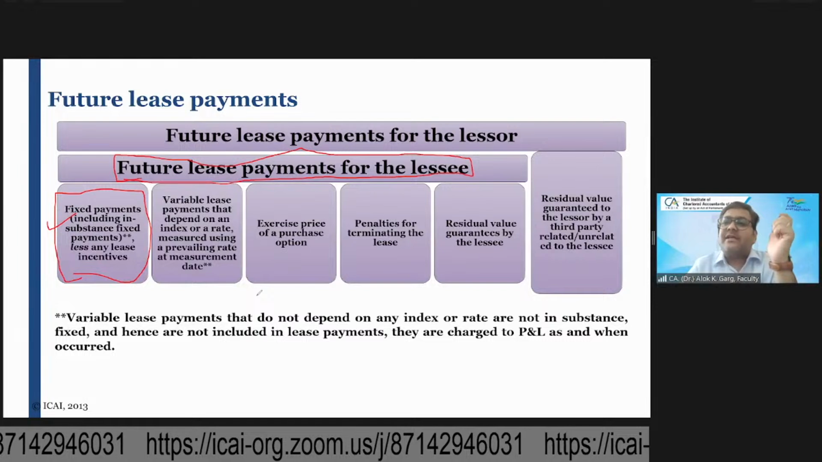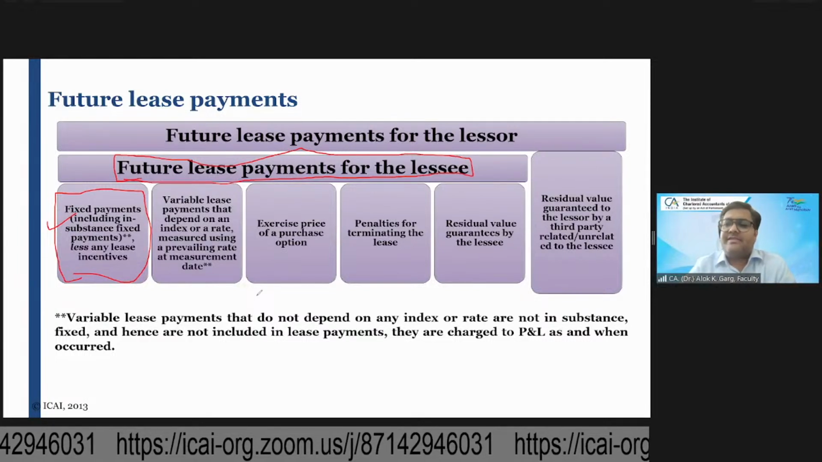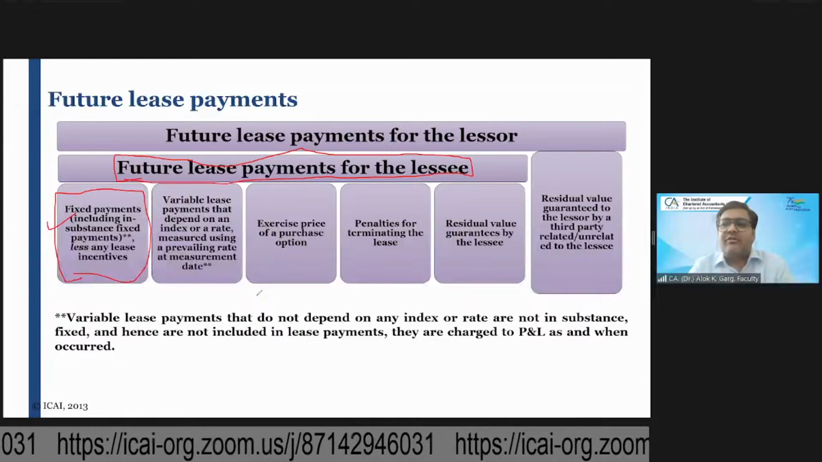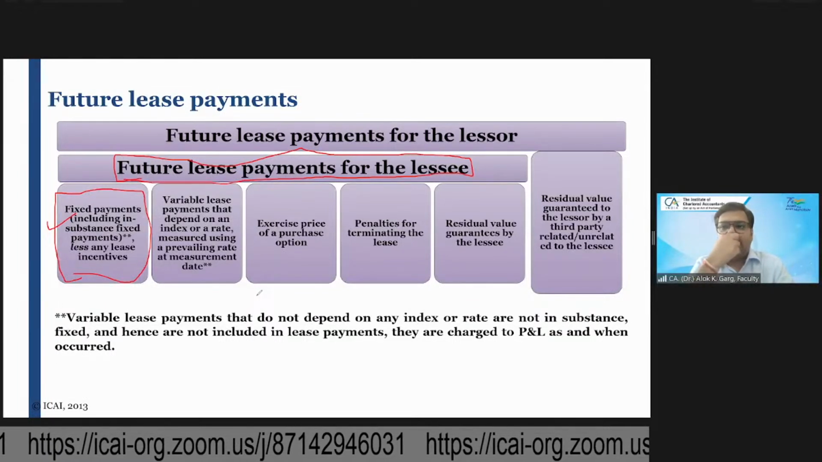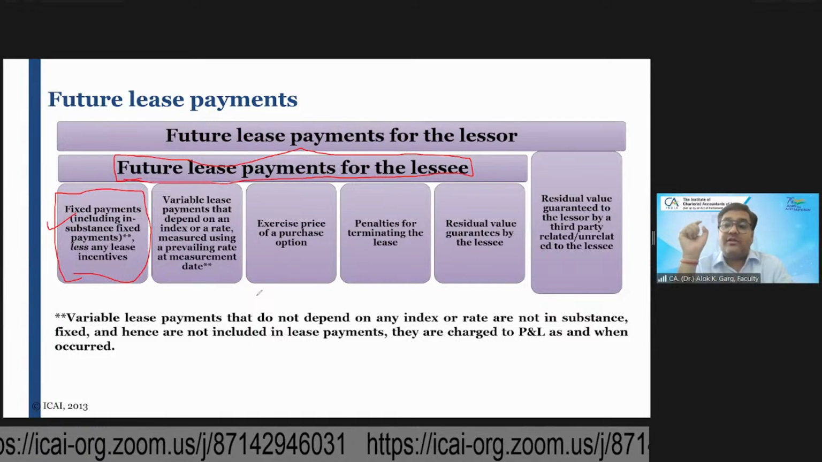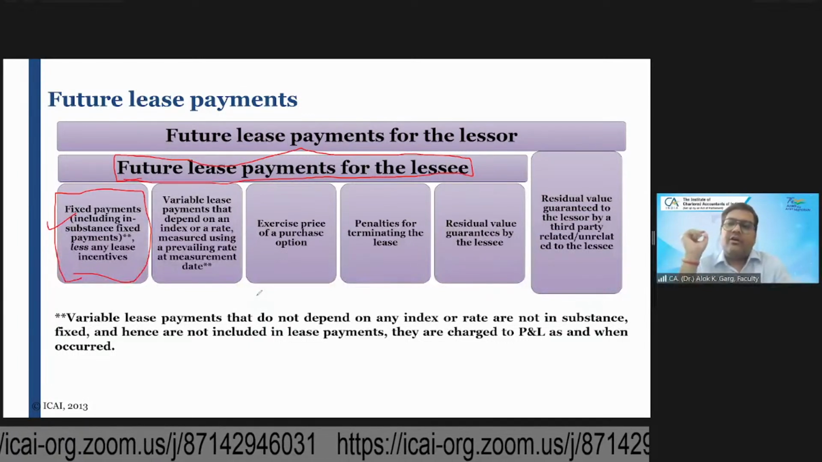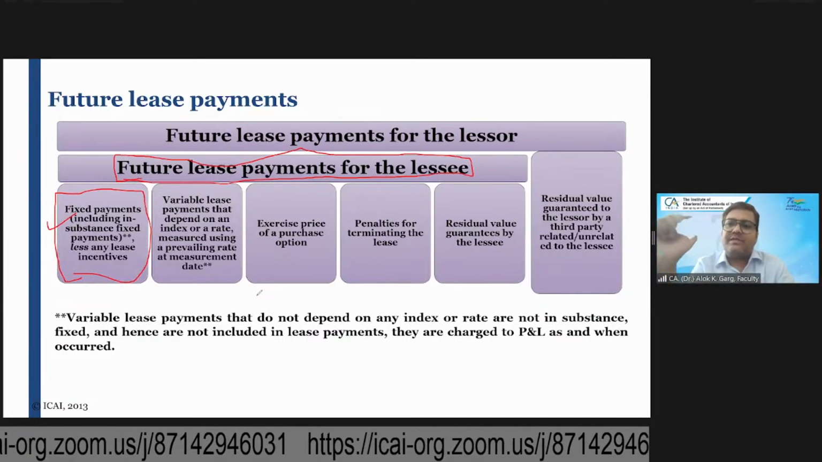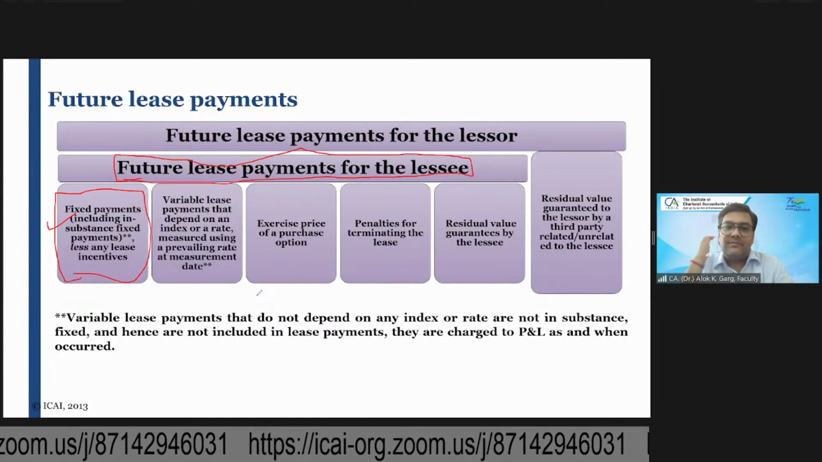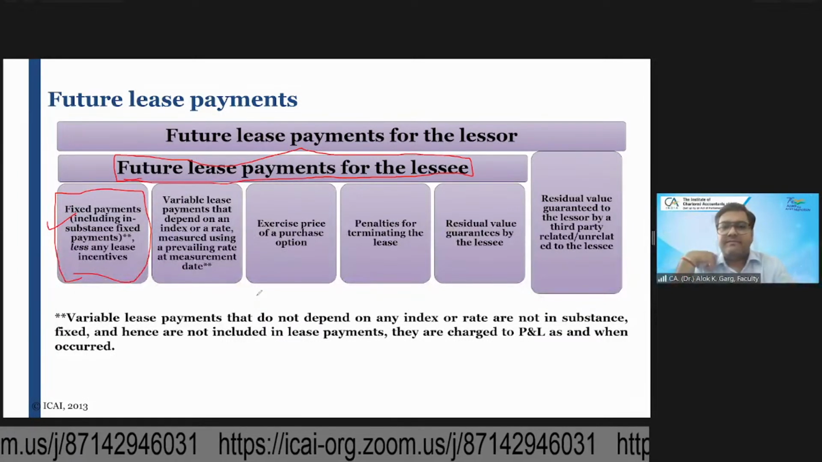Sir, what is an in-substance fixed payment? Let's say Vishwas has entered into a lease contract for a period of 3 years. The lease rent is 10,000 rupees every year. What is my fixed payment? 10,000 rupees for a period of 3 years.